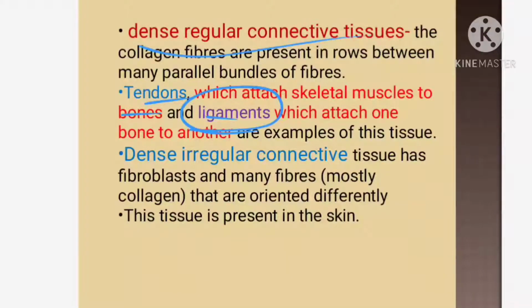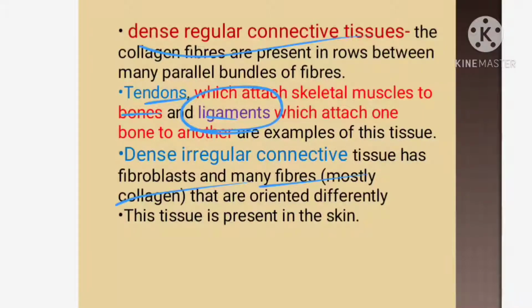Dense irregular connective tissue is present beneath the skin again, and it is made up of what? Fibroblasts and many fibers. And here, what is the difference between the loose areolar tissue and the dense irregular connective tissue? In areolar tissue, the arrangement is very loose, okay? The cells are apart from one another, filled with fluid. But when you are seeing dense irregular, they are compactly arranged, okay? So that is the difference between the loose and the dense connective tissue.